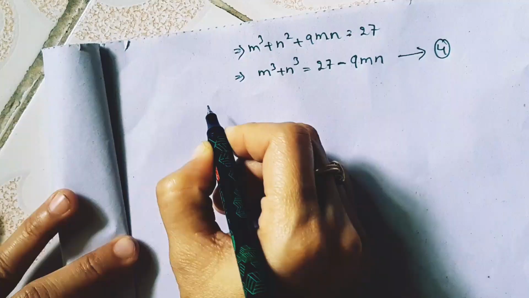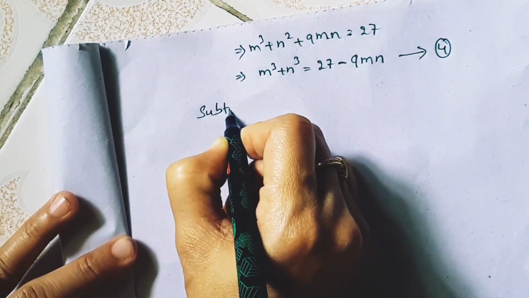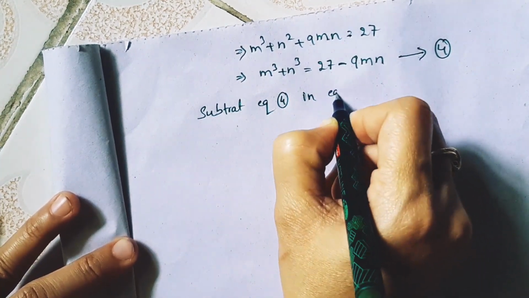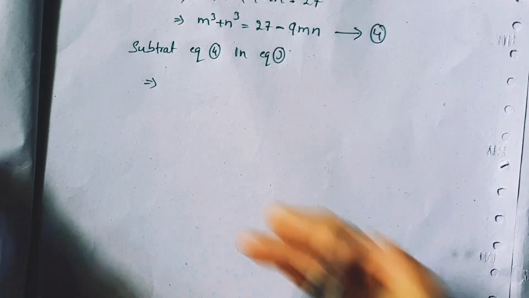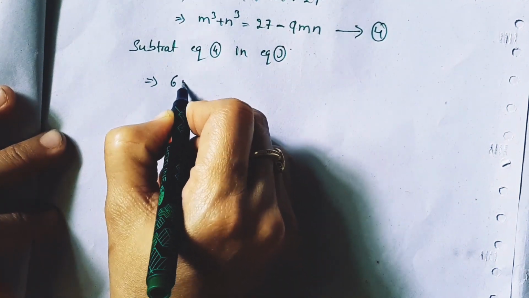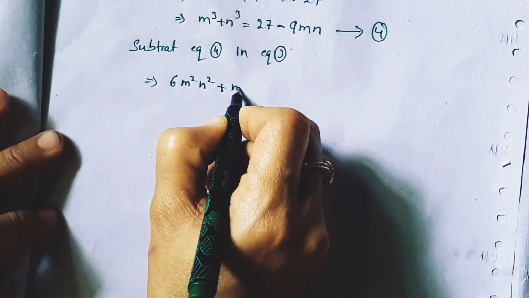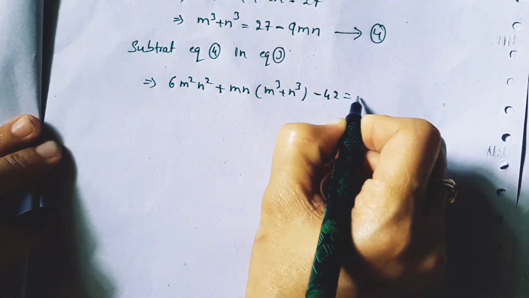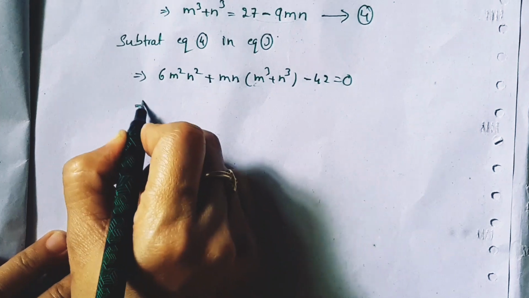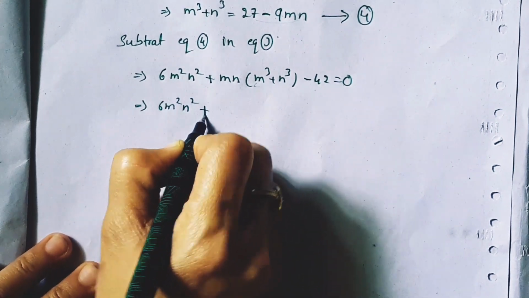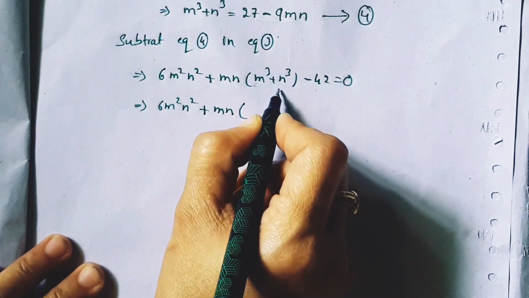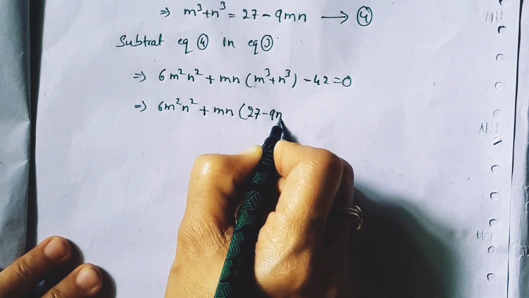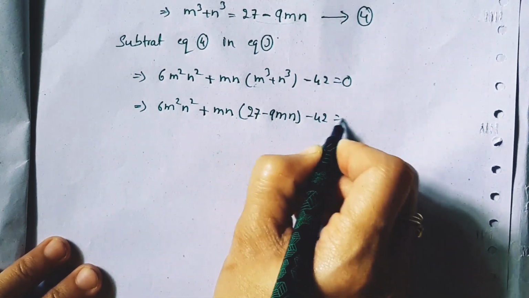First I'll write: subtract equation 4 in equation 3. So equation 3 is 6m square n square plus mn of m cube plus n cube minus 42 equal to 0. So 6m square n square plus mn of, what is the value of m cube plus n cube? 27 minus 9mn. 27 minus 9mn, minus 42 equal to 0.